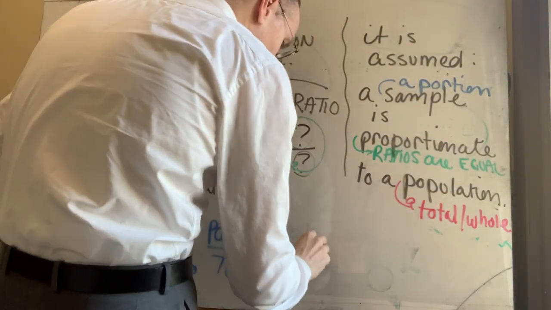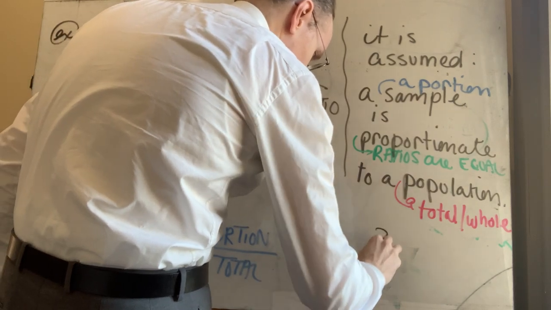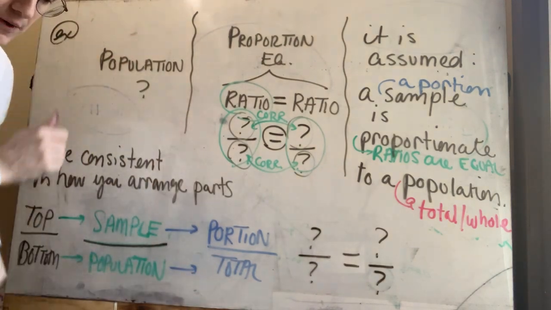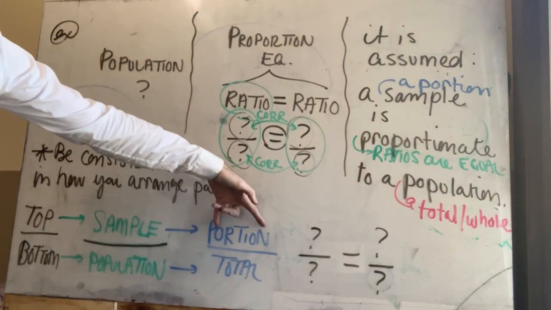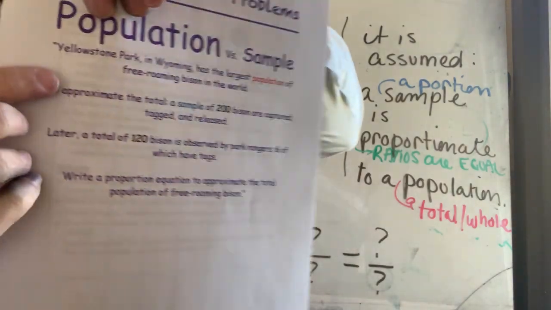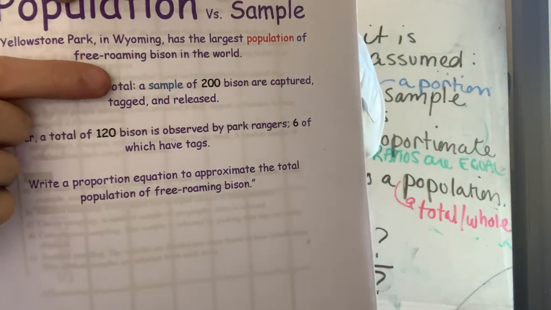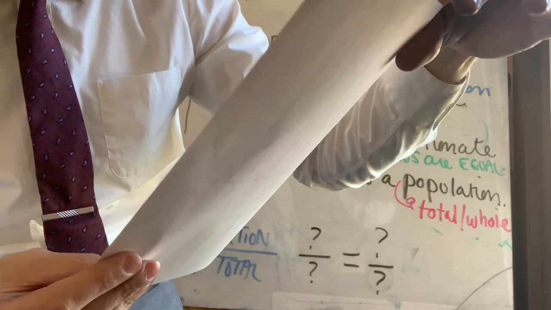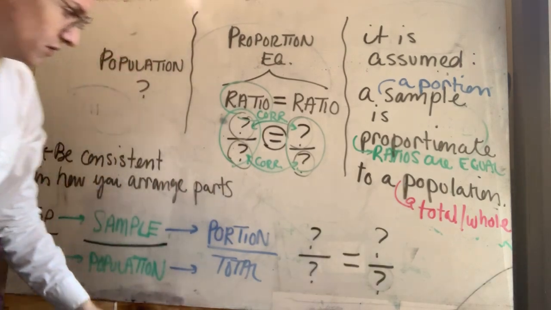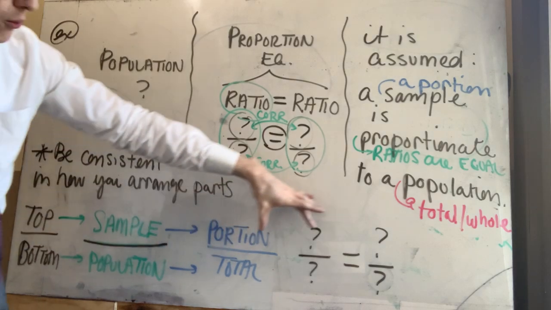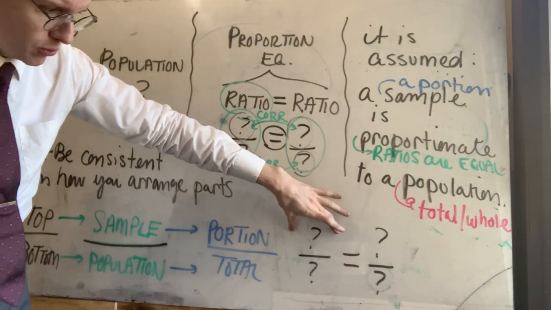Okay, so we have these voids again that we're going to fill in, these four. Setting that up is the hard part, which is why I'm taking my time here. All right. Let's start with a fragment of something, a portion. Start with this sentence: To approximate the total, a sample of 200 bison are captured, tagged, and released. All right. So to start with, the number 200 is a portion of something. In the parlance of statistics, it's a sample. So right here, I'm going to put the number 200.